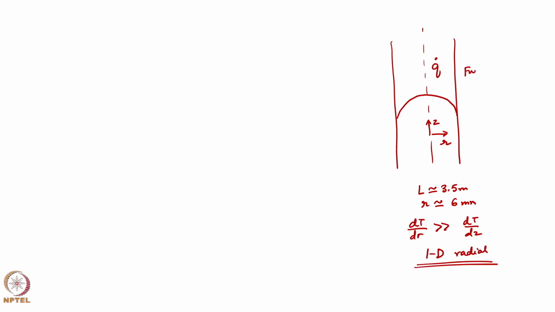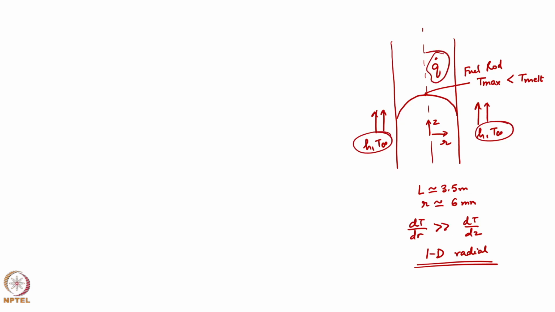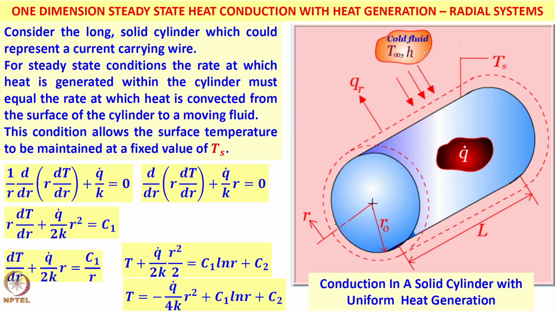So, this is the fuel bundle I am talking about, nuclear fuel rod, and here typically you have h comma T infinity. Surrounding is convective boundary condition. The constraint is the maximum temperature T max should be lower than T melting point of that material always. Otherwise, the fuel rod would melt and there will be a problem. So, what should be the h comma T infinity conditions and the volumetric heat generation rate such that the temperature never reaches or exceeds the melting point. That is the whole idea.